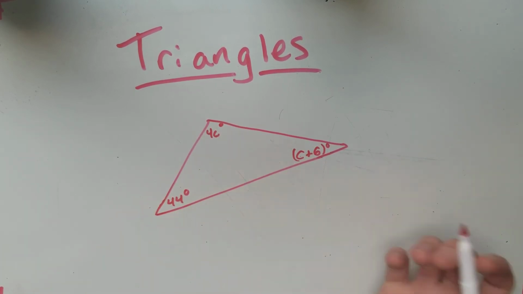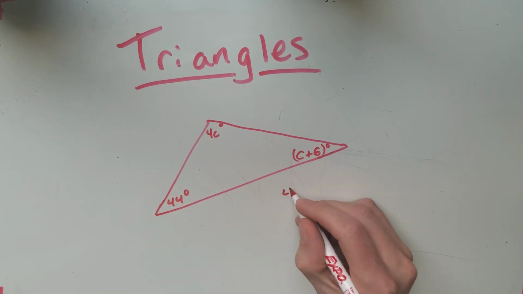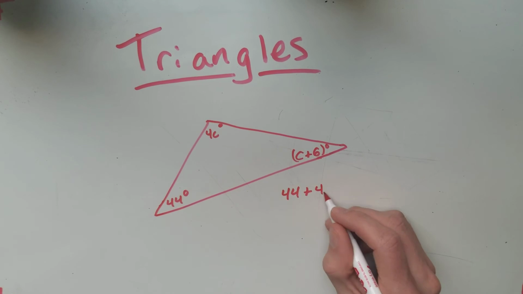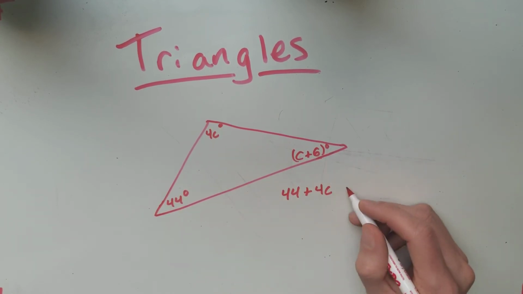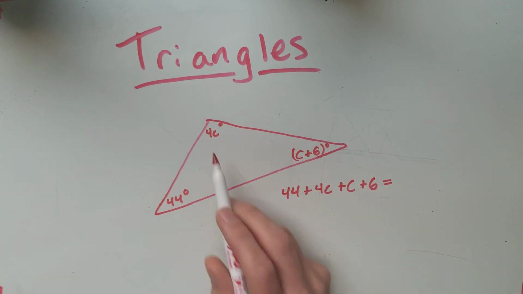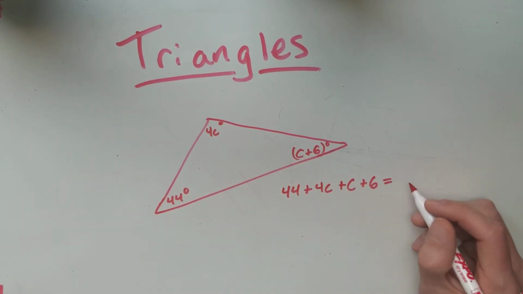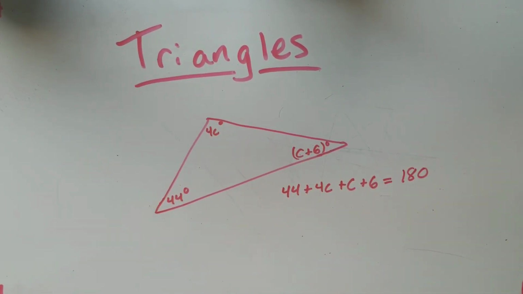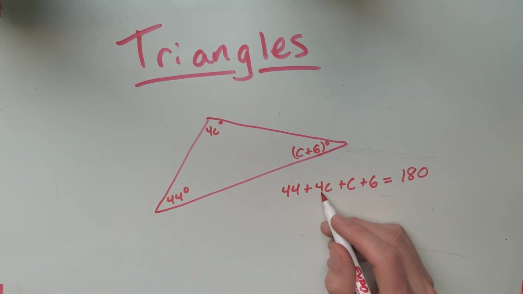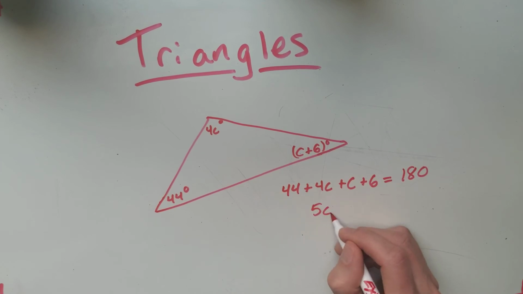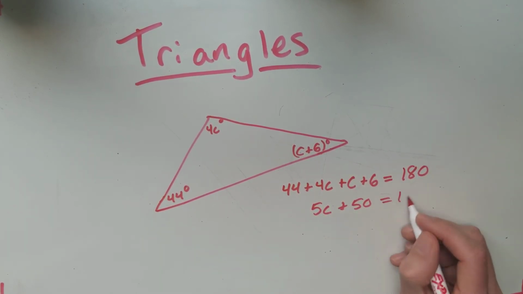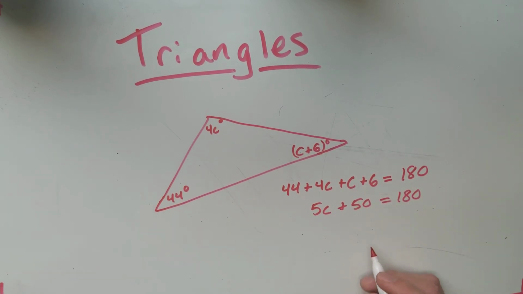So let's just write what we have. 44 plus, so this angle, plus 4c plus c plus 6. Well, that's the three angles. Even though two of them are expressions, that's still the three angles. That has to equal 180. Now if we combine some like terms, 4c plus c is 5c. 44 plus 6 is 50. And we still have the 180 on the right.